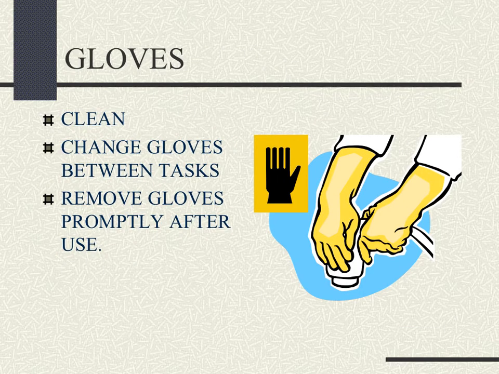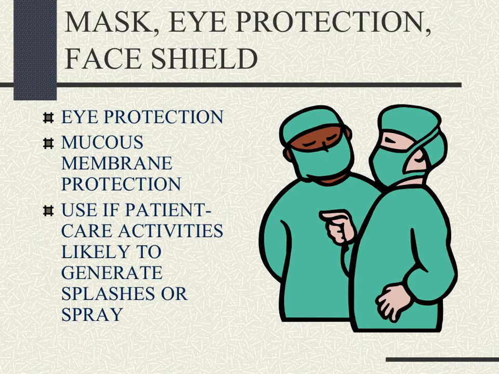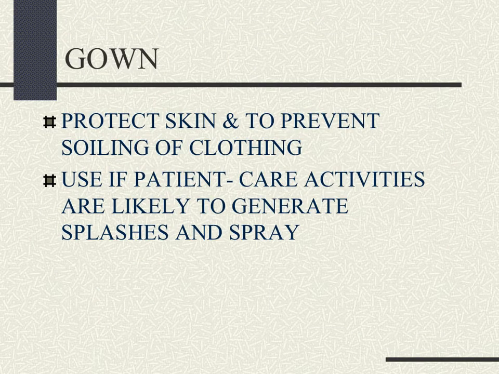Gloves need to be clean, and we need to change gloves between tasks. Also, we have to remove the gloves promptly after we use them. The purpose of mask, eye protection, and face shields is for eye protection and protection of our mucous membranes, and we need to use that if patient care activities are likely to generate splashes or sprays. We wear gowns to protect our skin and to prevent soiling of the clothing, and we're going to use this if the patient care activities are likely to generate splashes or spray.